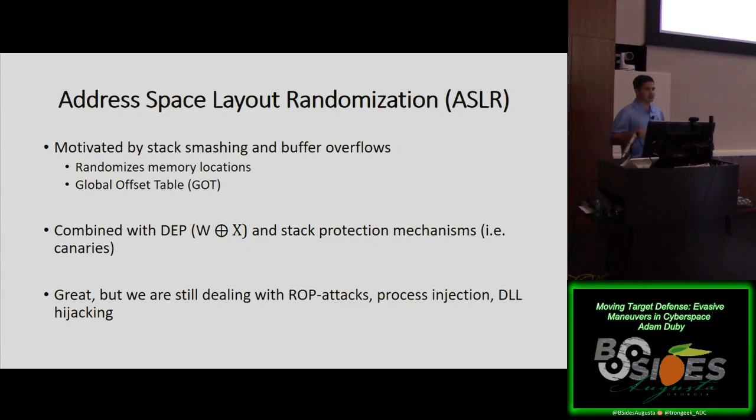And this randomizes various memory locations, global offset tables. And this, combined with data execution prevention and various stack protection mechanisms, such as canaries, was fairly reliable. But then we started seeing an increase in return-oriented programming attacks, process injection, DLL hijacking, and library search order hijacking. So this level of randomization was not enough.